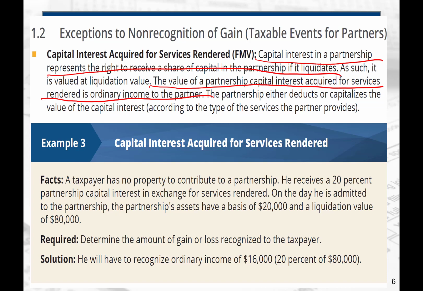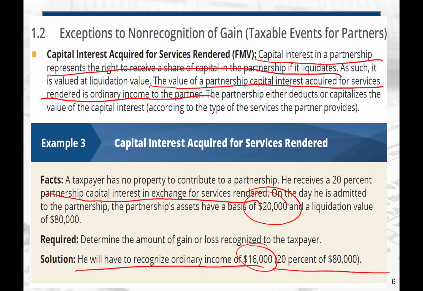So notice we're taking the same facts as before, except instead of what? Receiving a right to receive a share of future profit, it is what? A share of the capital interest in exchange for services. Now we take that $20,000 times the 20%, and this individual has what? Ordinary income of $16,000. The idea being that tomorrow the corporation could liquidate, couldn't they? And you should get your share of the liquidation value of the assets.